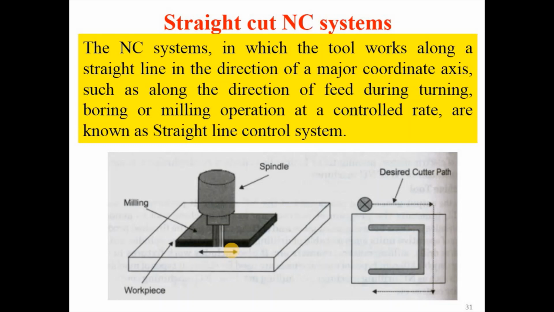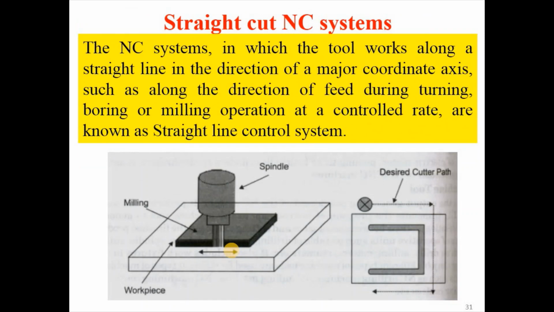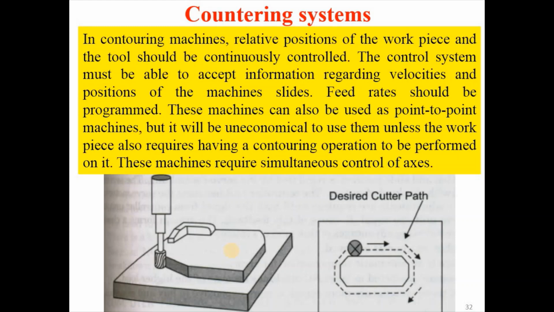And in the previous one, point to point, we have to remember that we need to fix the relative position between workpiece and cutter. So this is the first, point to point, this is the second, straight cut, and this is the third, contouring system.